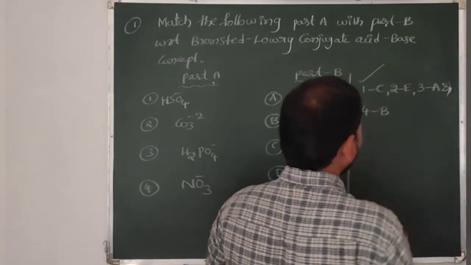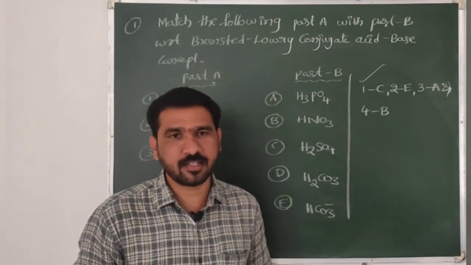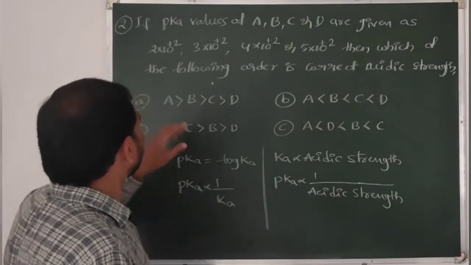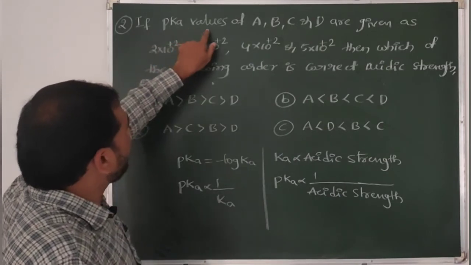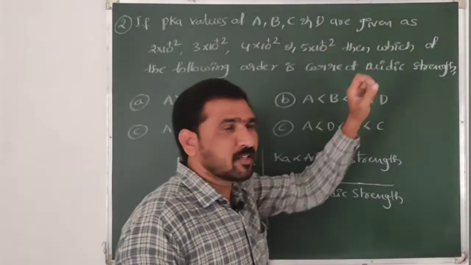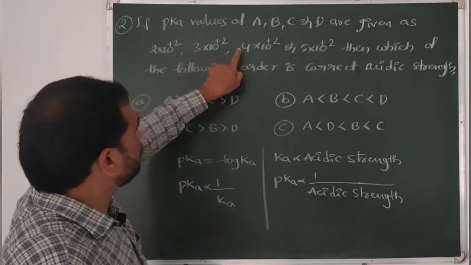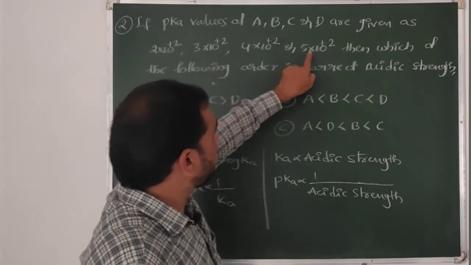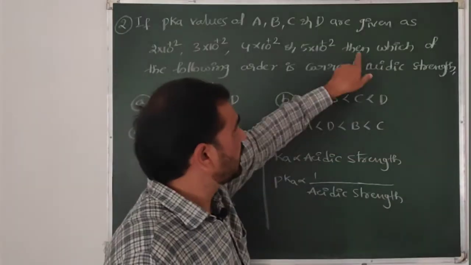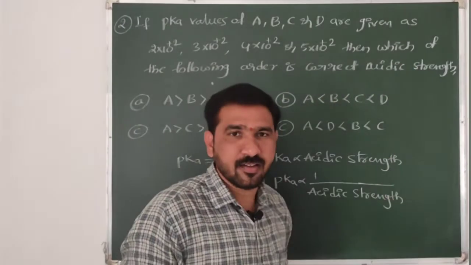So this option is only correct. Is it clear, beta? Right. Coming to the next question. Beta, if the pKa values of A, B, C and D are given as 2 into 10 power 2, 3 into 10 power 2, 4 into 10 power 2, 5 into 10 power 2, then which of the following orders of acidic strength is correct?